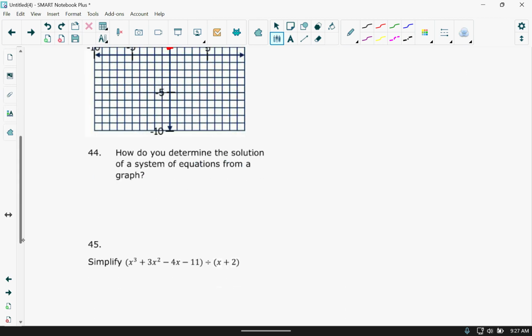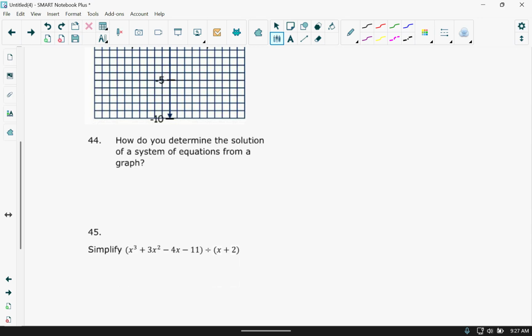Number 44, how do you determine the solution of a system of equations from a graph? You just have to check where they cross. A solution to a system is anywhere where the two graphs cross each other.